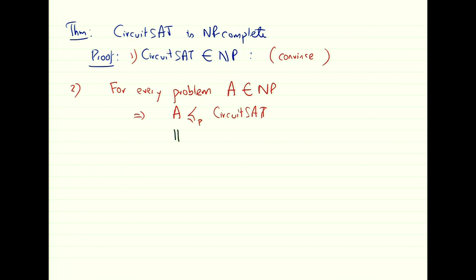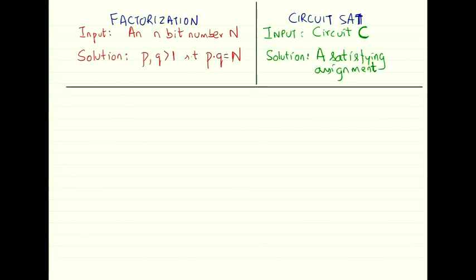For now, let's just fix A to be the factorization problem. What is the factorization problem? It's a very simple problem in NP. I just give you an n-bit integer. That's the input. And the solution is two factors which multiply to n. So two numbers p and q such that p times q is n. You can verify this computation by just multiplying the numbers and checking that the output is n. This is a problem in NP, and this is just the example we'll use now.